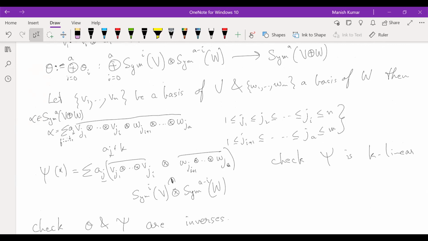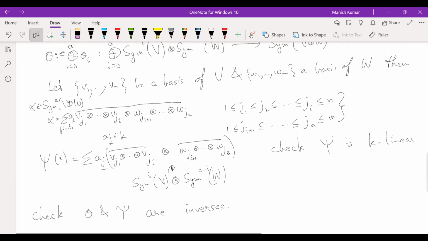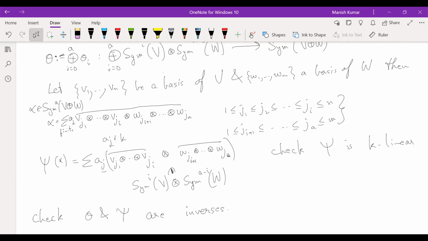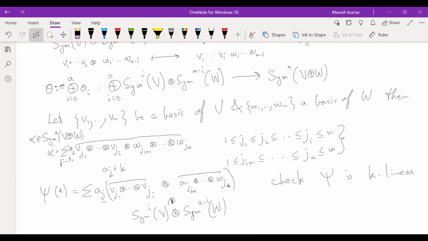So that tells you that they are inverses to each other. Maybe let me see if I can give you a quick way of saying why it is well defined using the tensor thing.